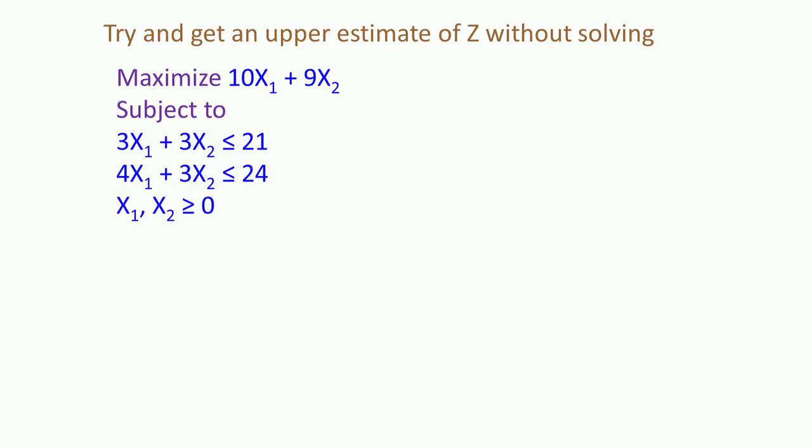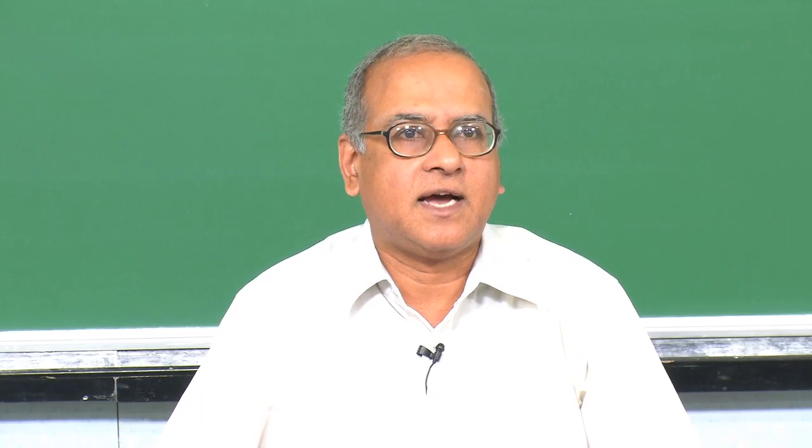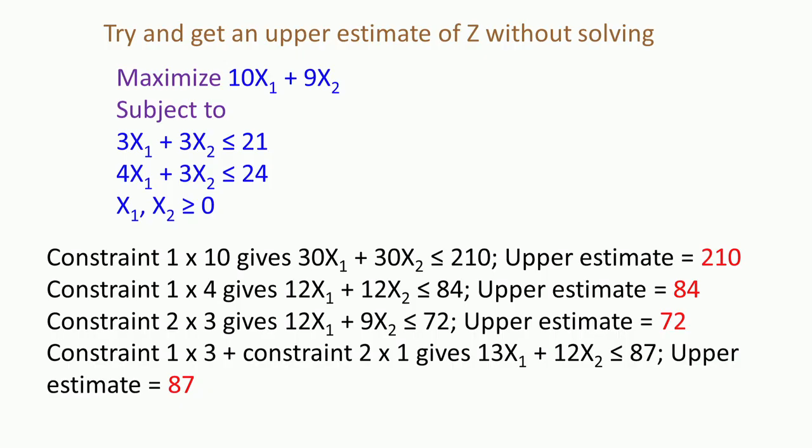Now, at the moment let us assume that we have not solved this problem, or we right now do not have a way to solve this problem, but we are interested in finding out what would be the upper estimate of the objective function without actually solving it. We try the following things, and let me explain each of these one after another.